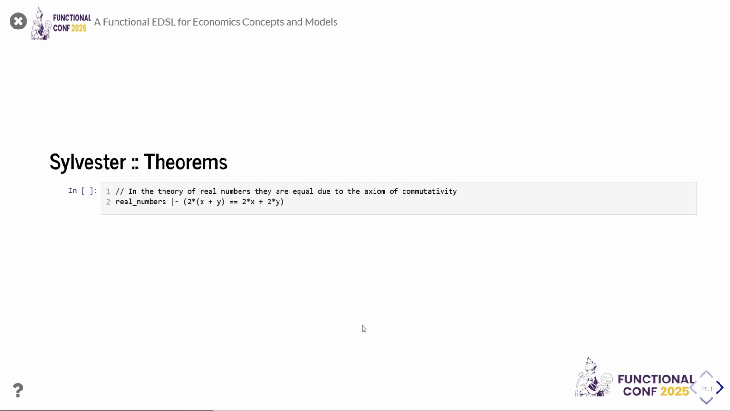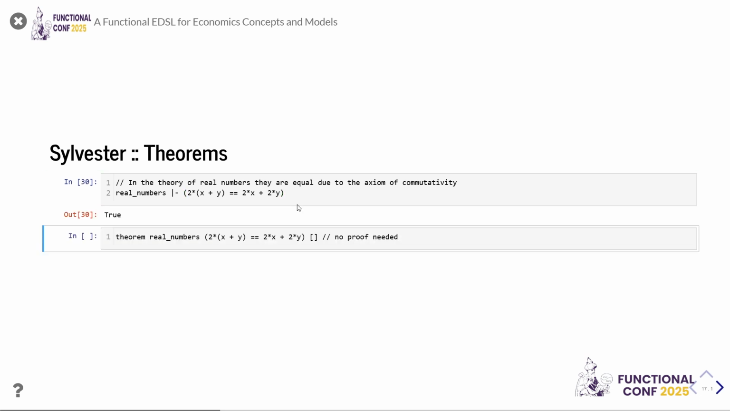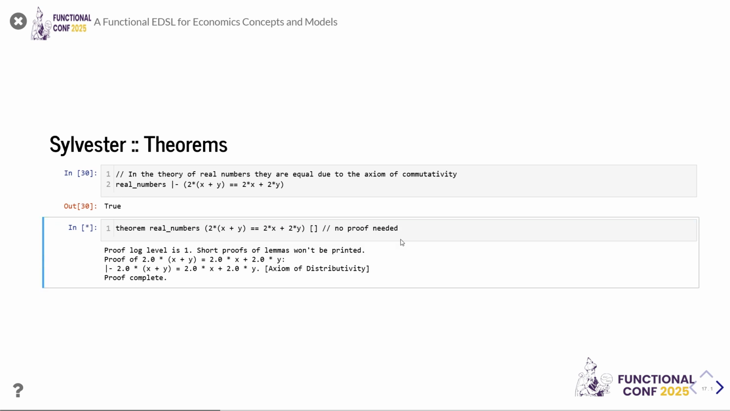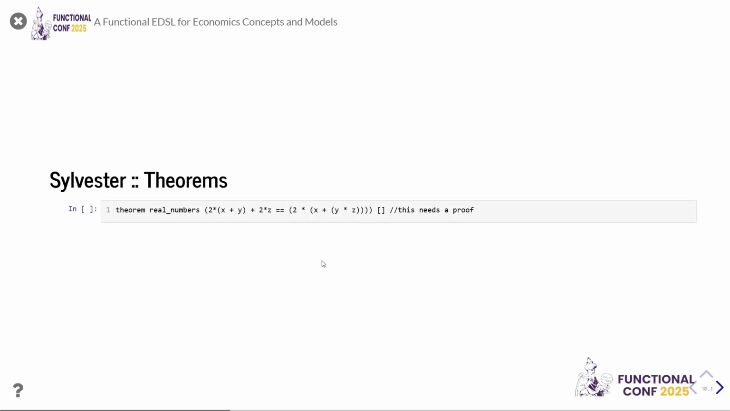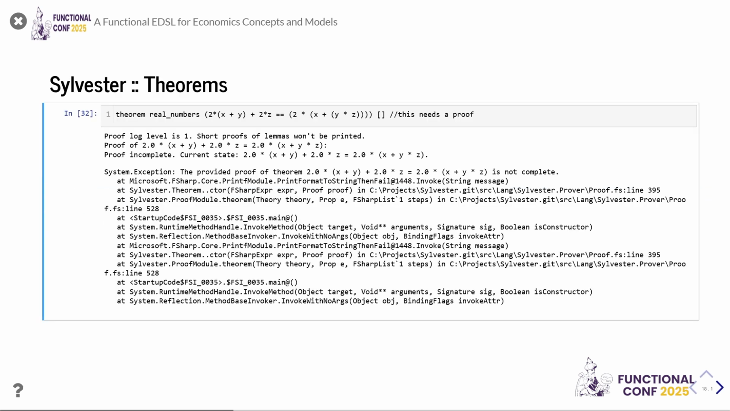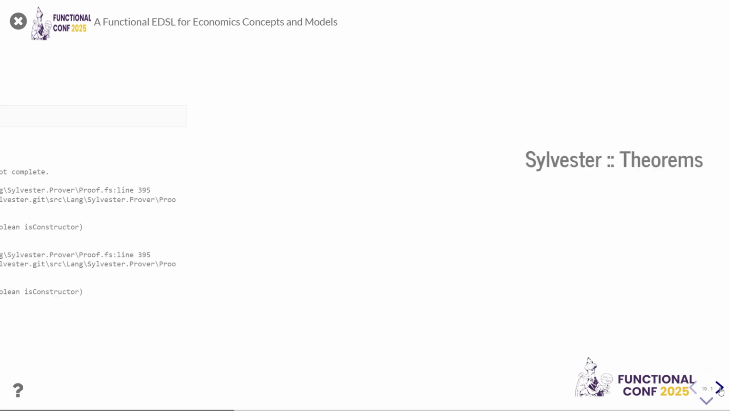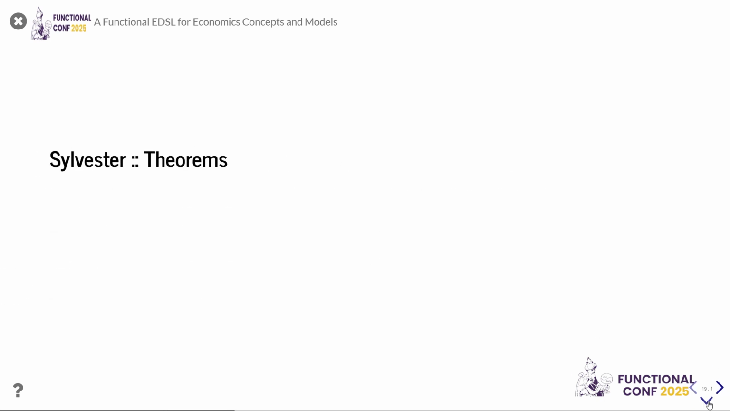Again, Sylvester has a theorem prover. So basically, this particular theorem is actually true axiomatically. And we don't actually need a proof of that because it is true because of the axiom of distributivity. But this expression needs a proof because this isn't true axiomatically. So if we try to do this, we get back an exception because the proof isn't complete. So what we need is a proof of this.